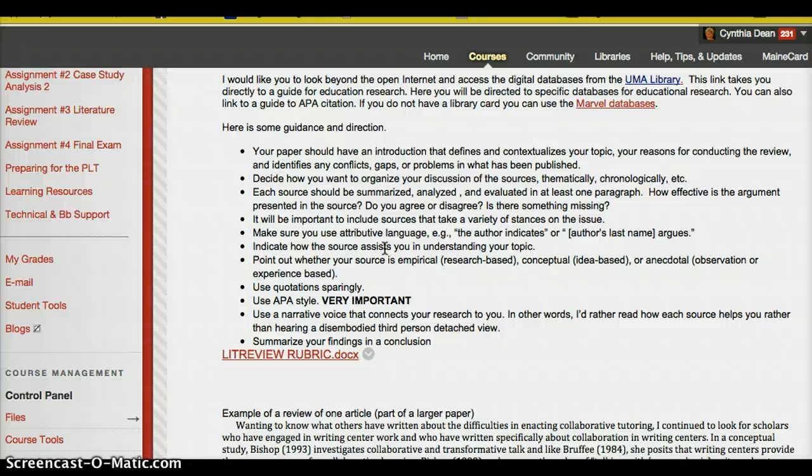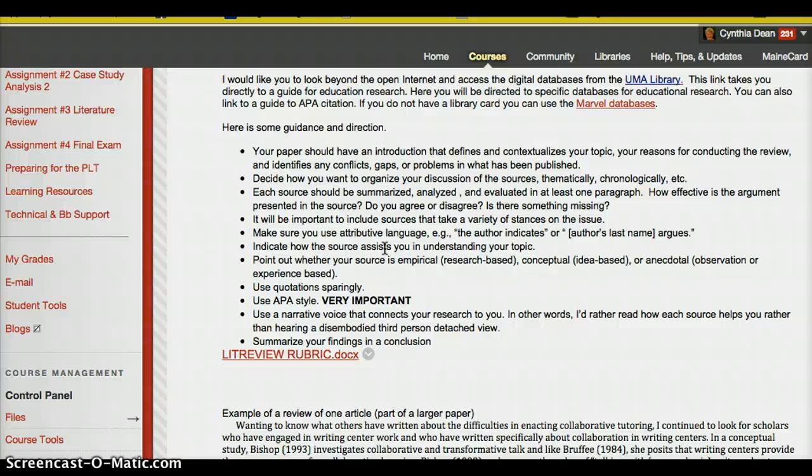Decide how you want to organize your discussion of your sources, thematically, chronologically. Each source should be summarized, analyzed, and evaluated in at least one paragraph. But I suspect you're going to need a couple for each one. Excuse me. It's important to include sources that take a variety of stances on the issue. So you don't want to just look for articles that agree with what you're thinking. You want to look at a broad spectrum so that you can push back against, or you can maybe accommodate something from a viewpoint that you hadn't thought about before. So look for a variety of stances.